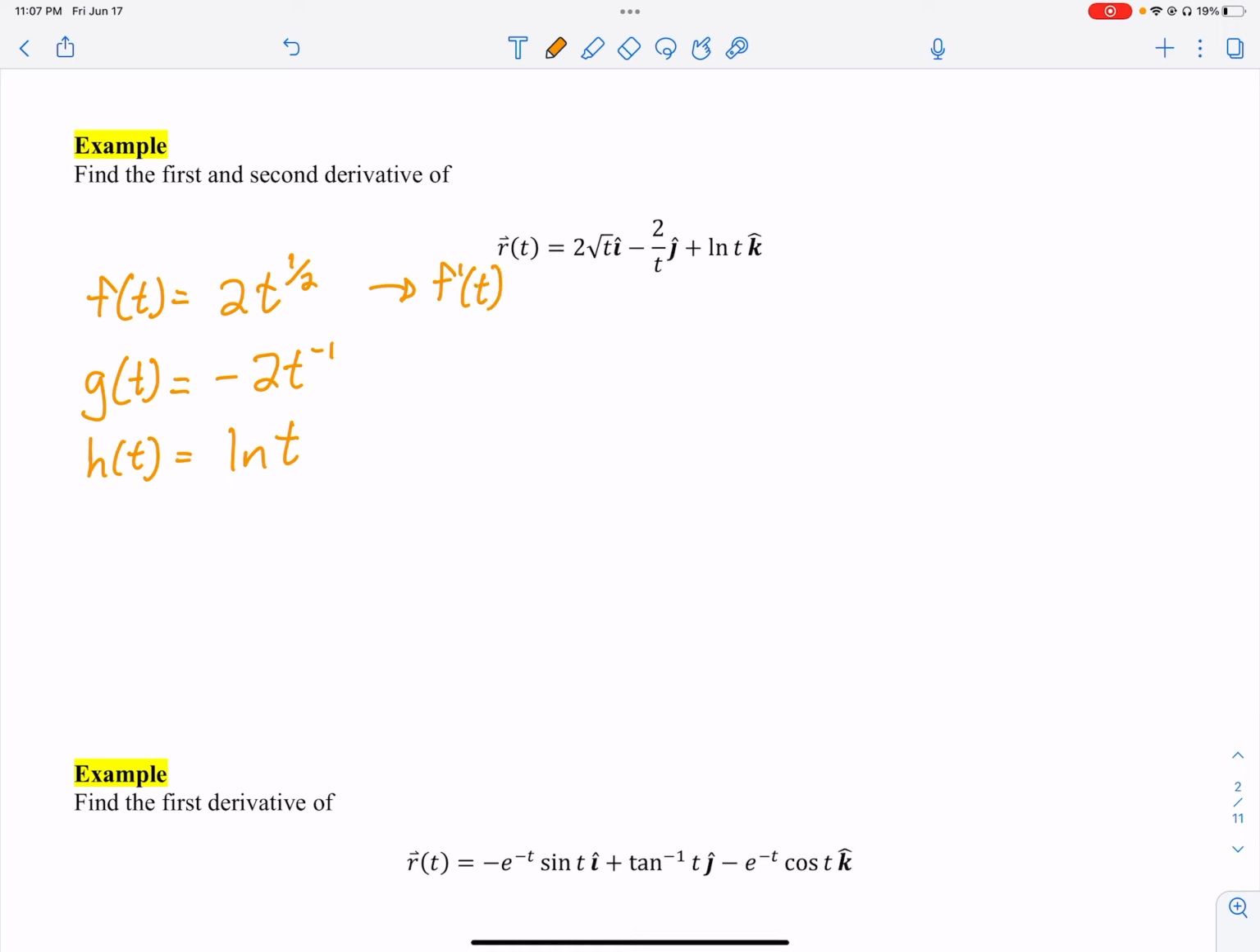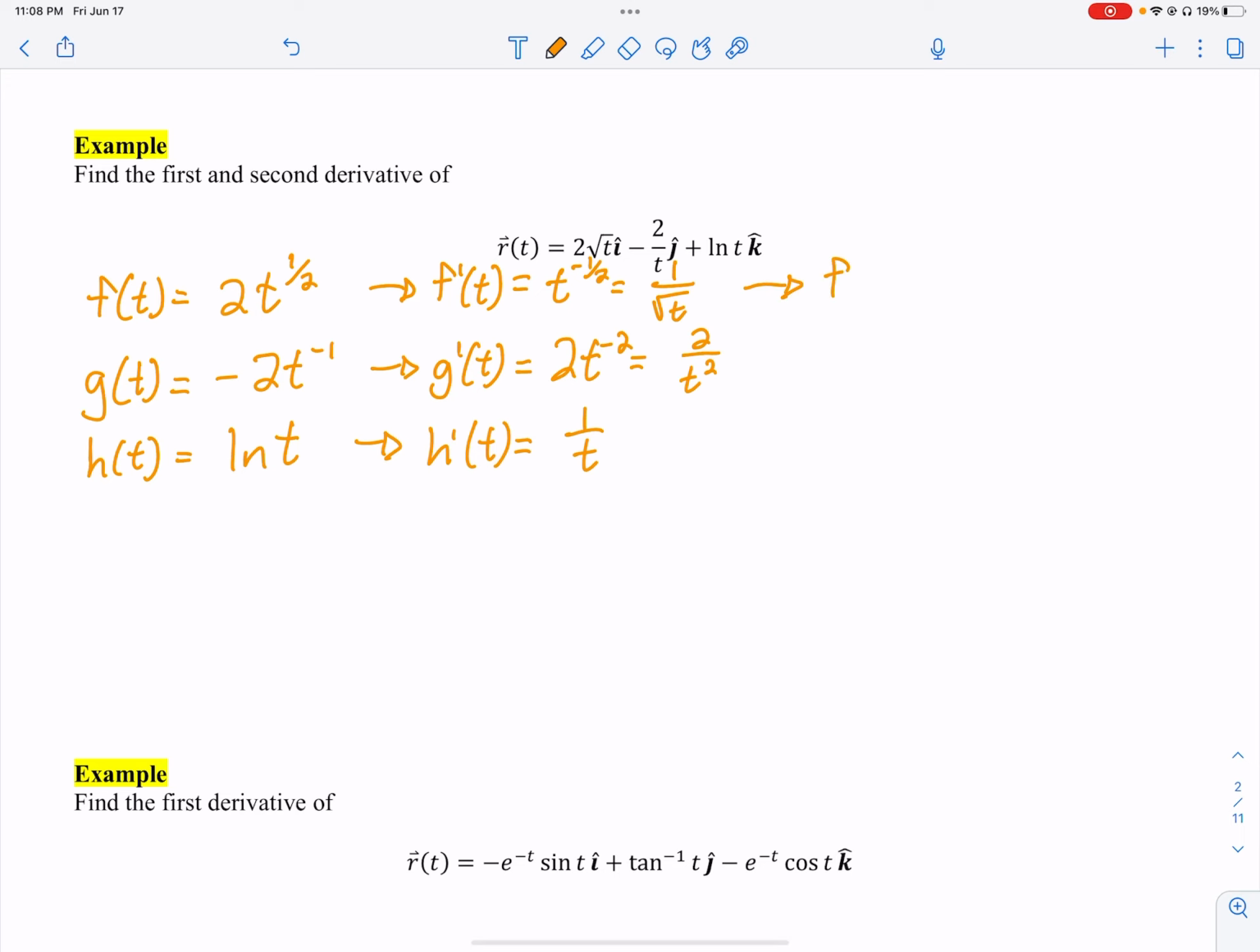F prime of t: the half comes down, cancels with that, and then we get t to the negative 1/2, so I got 1 over the square root of t. G prime: negative 1 comes down, makes it a positive 2. Then it's t to the negative 2, that's 2 over t squared. And then this one that comes up a lot, the derivative of ln of t is 1 over t. Okay, so now we have that.